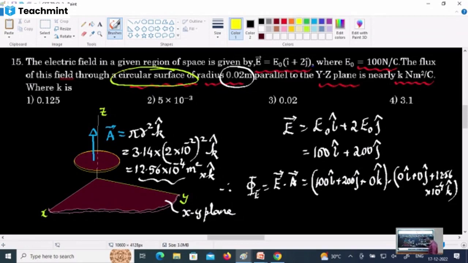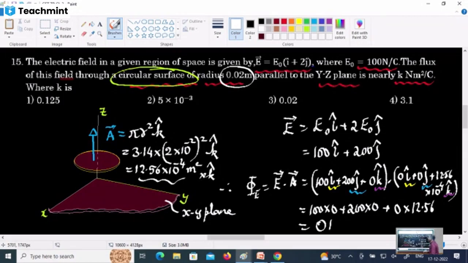You have to multiply I cap coefficients on both the sides, multiply J cap coefficients on both the sides, and multiply K cap coefficients on both the sides, and add them all up algebraically. So 100 into 0 plus 200 into 0 plus 0 into 12.56. Altogether that will give you 0. So none of the four choices match here.